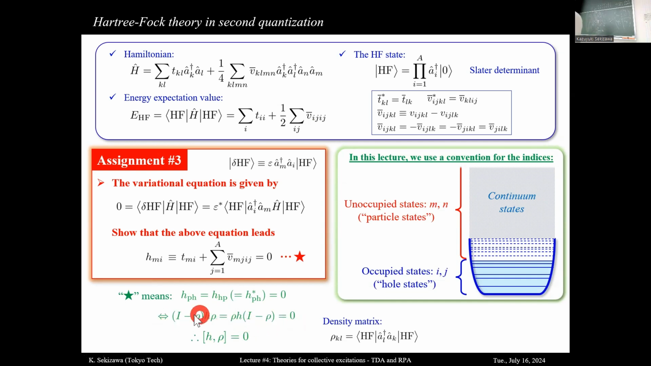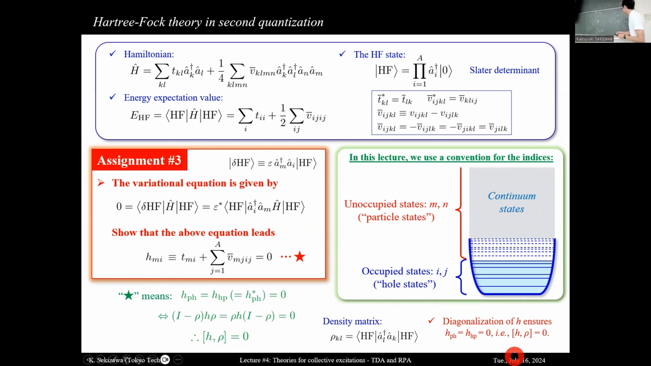And this equality indicates that this commutation relation is 0: H commutes with the density matrix. So this is the result of variation based on the Hartree-Fock approximation. And actually in the last lecture, I showed a similar equation for the HFB, Hartree-Fock-Bogoliubov theory. But in that case, H and rho were generalized.